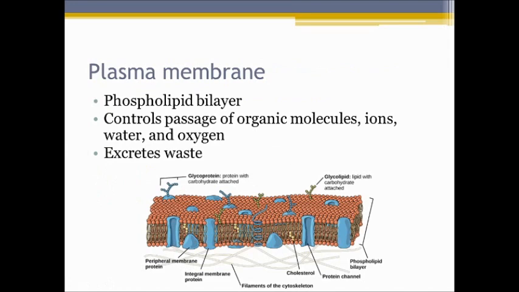So the first component of the cell that we're going to talk about is the plasma membrane. So the plasma membrane is a phospholipid bilayer. Bilayer meaning that there's two layers. There's a hydrophilic component and a hydrophobic component. Hydrophobic meaning water-fearing, hydrophilic meaning water-loving. So the outside is going to be the water-loving component, inside is going to be hydrophobic, and then it'll be hydrophilic on the inside of the cell.